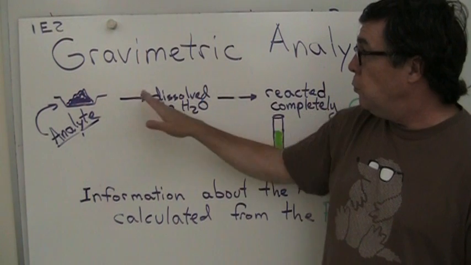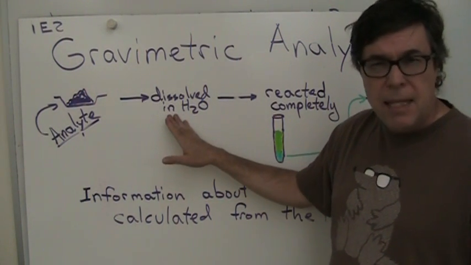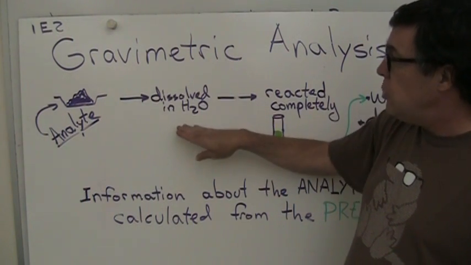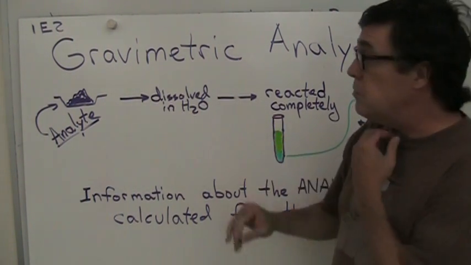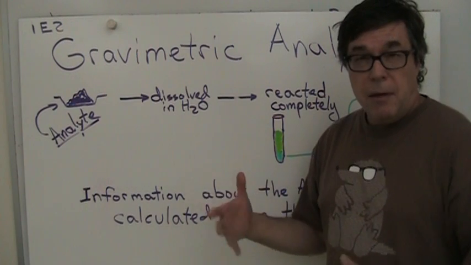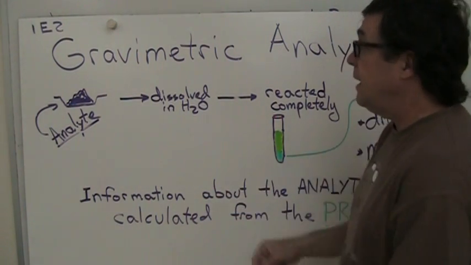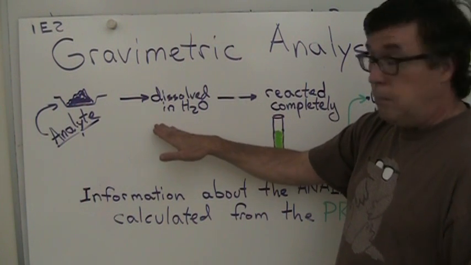If it's a powder, we dissolve it in water. It might already be in solution, already dissolved in water, but it has to completely dissolve in water. That's one of the assumptions we have to make. We have to be a little bit familiar with the chemistry system when we're designing these kinds of analytical processes.